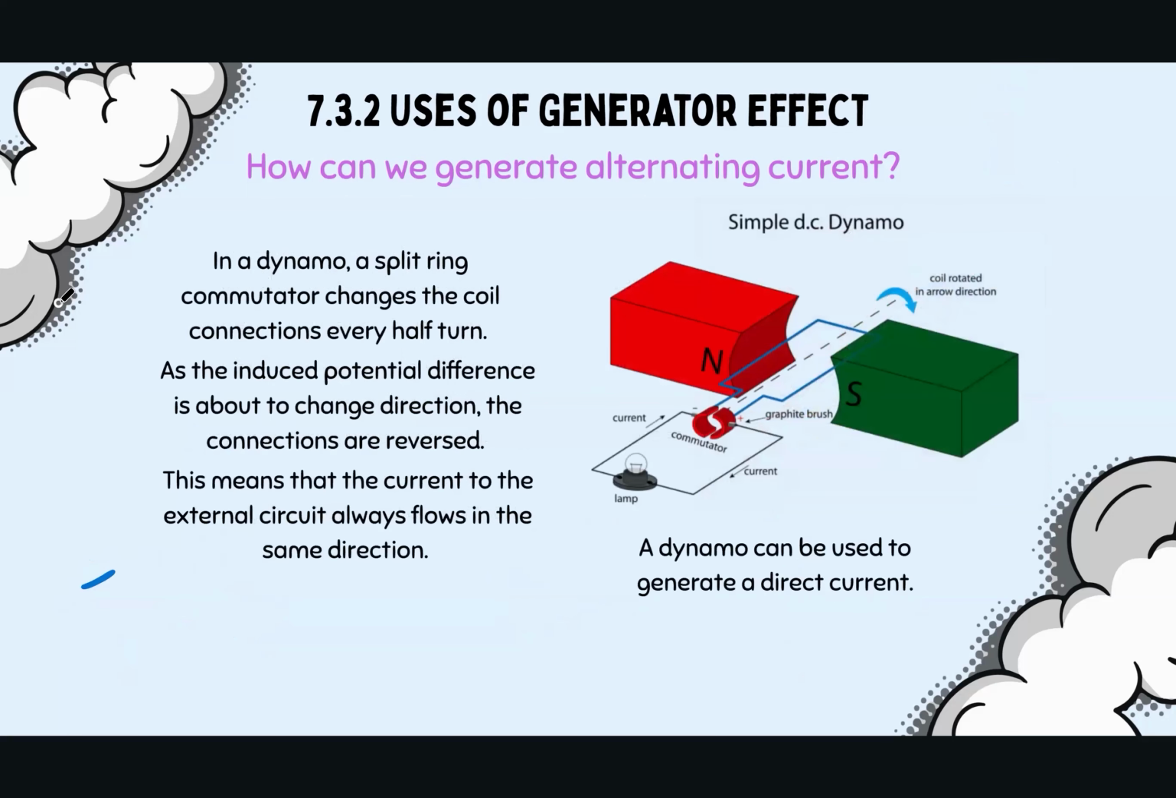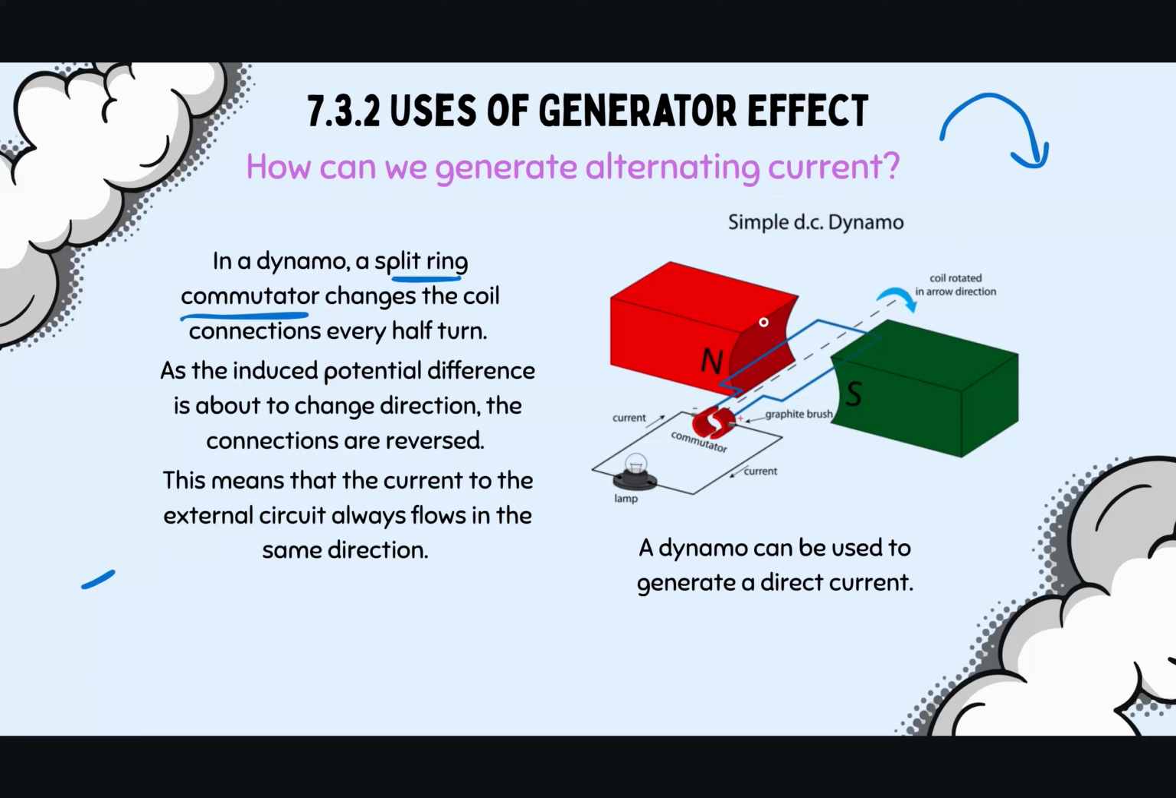direct current. Now, a dynamo has a split ring commutator. This is something you need to know from a triple perspective. Not at all from combined, because it's not a combined topic. It changes the coil's connection every half turn. As the induced potential difference is about to change direction, the coil is still spinning. In this case, it's spinning this way around.